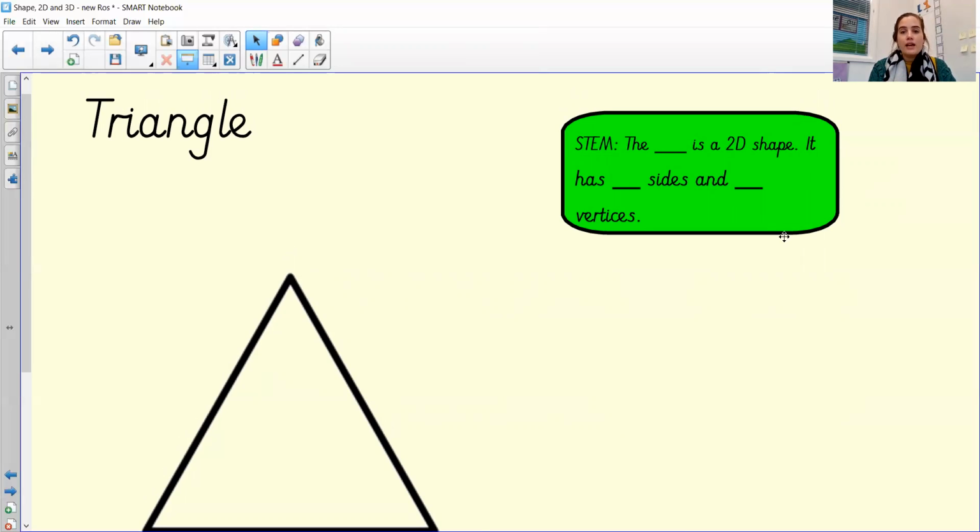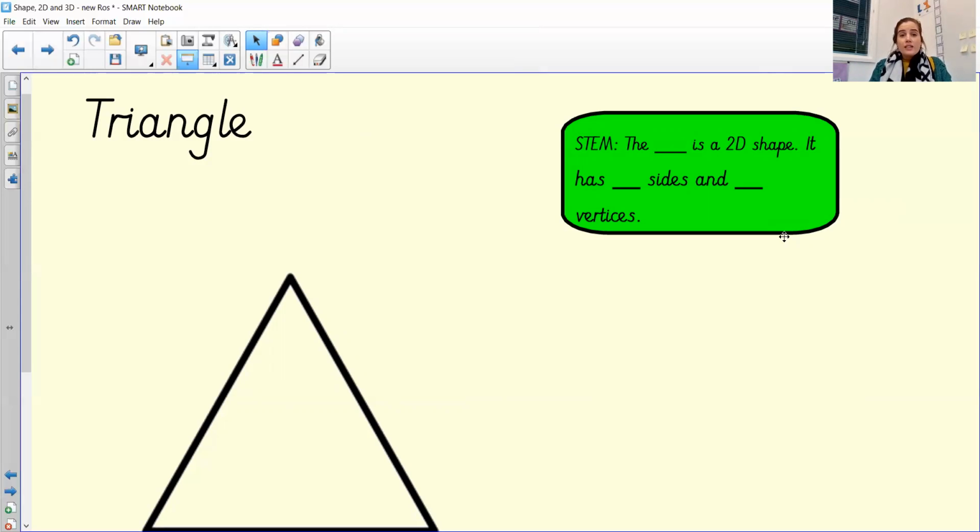And we're going to use this STEM language, that means our repeated maths language, every time after each shape. I say, you say. The triangle is a 2D shape. 2D shape. What do I mean by a 2D shape? Pause the video now and just have this discussion.